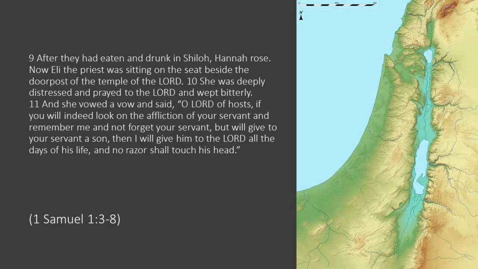After they had eaten and drunk in Shiloh, Hannah rose. Now Eli the priest was sitting on the seat beside the doorpost of the temple of the Lord. She was deeply distressed and prayed to the Lord and wept bitterly. And she vowed a vow and said, "O Lord of hosts, if you will indeed look on the affliction of your servant, and remember me, and not forget your servant, but will give to your servant a son, then I will give him to the Lord all the days of his life, and no razor shall touch his head."